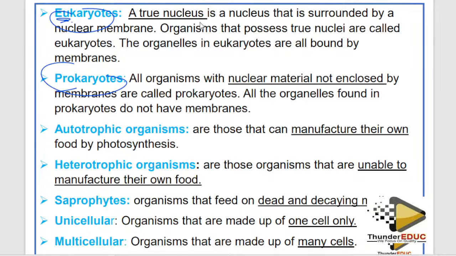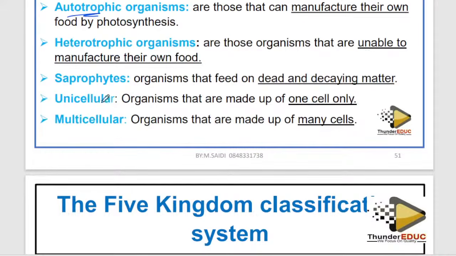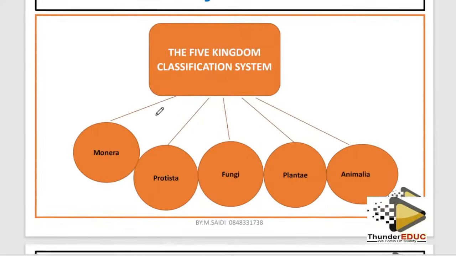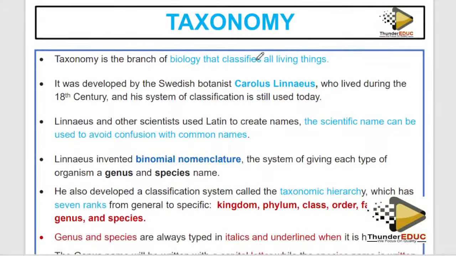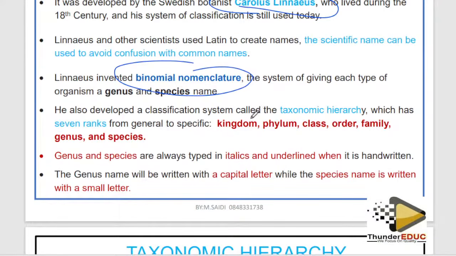The nucleus is bounded by the membrane. So we saw this one, the autotrophs, multicellular. So the 5 kingdom, yes, this is the 5 kingdom I'm talking about. Then taxonomy. These systems were created by these guys, which is called binomial. When you're talking about the binomial system, we use the genus, and then the species name.